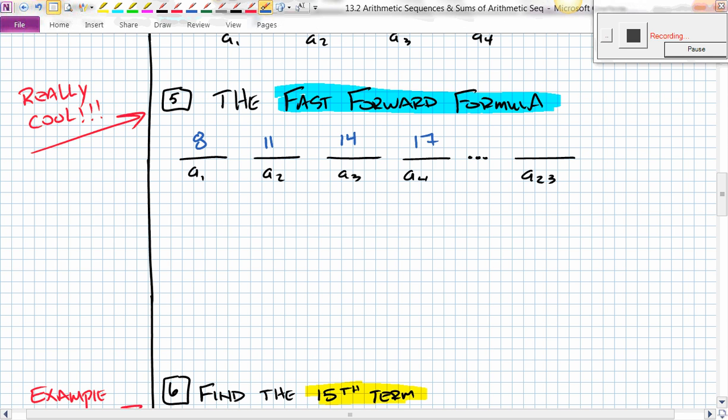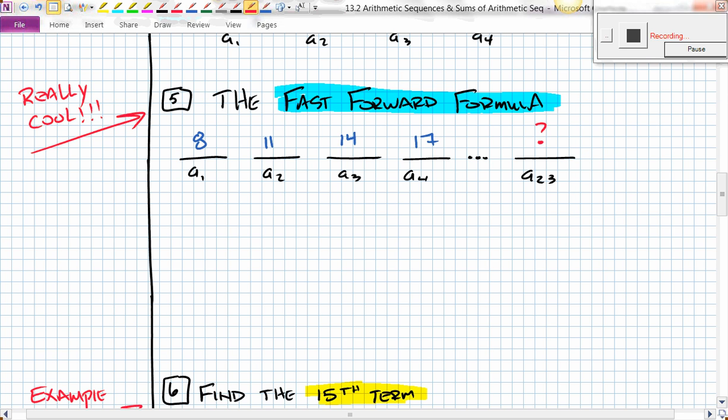Since it's recursive, I can get the next term just by looking at the previous term and then adding the common difference. But what is the 23rd term? Do I really have to go all the way out to the 22nd term just to get the 23rd term? And of course, to get the 22nd term, I need the 21st term, and you can see how this goes on and on and on.